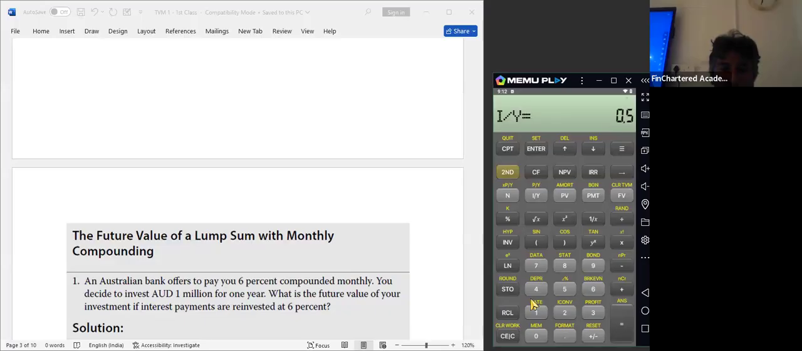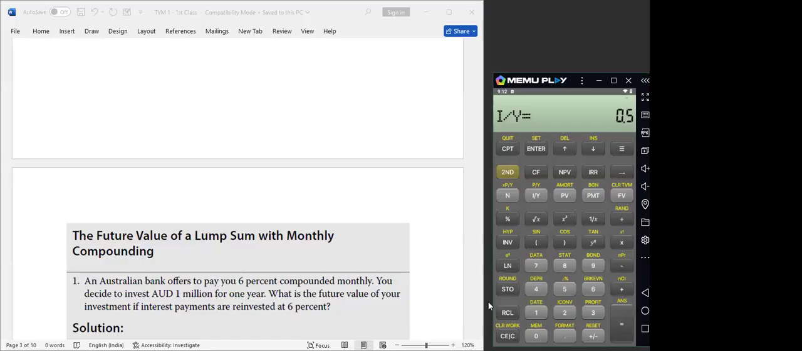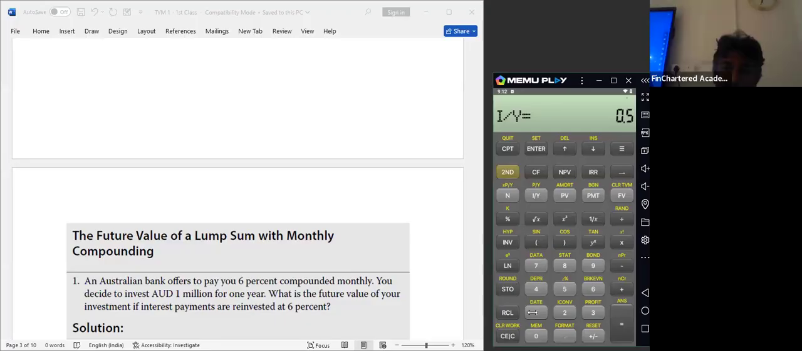Then what else? Yuvraj has given an answer for us, 1.79 million. Let's check, Yuvraj. So I/Y is this much. What will be my N? 12. Yes, so N, you can say it as 1 into 12. 1 into 12 has to be your N.